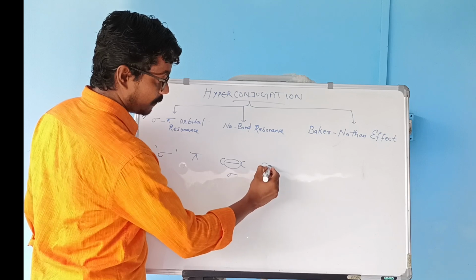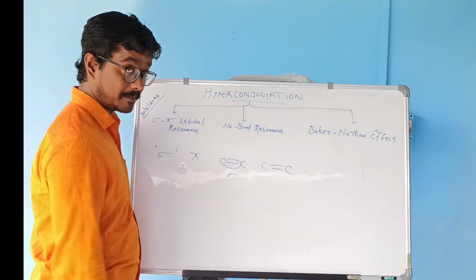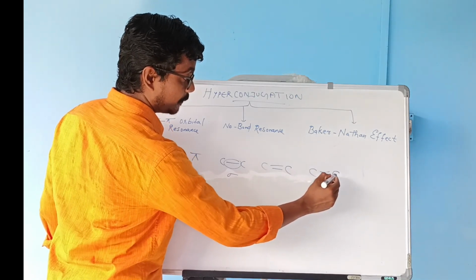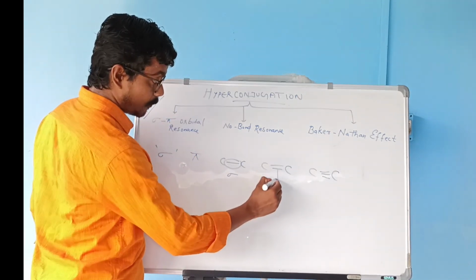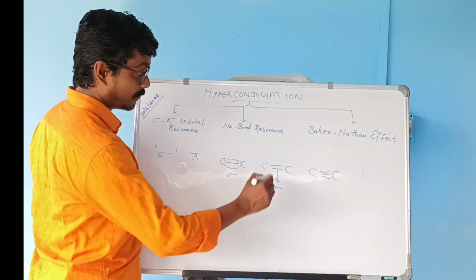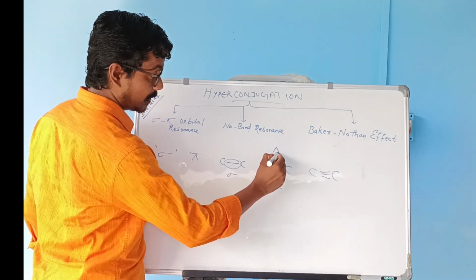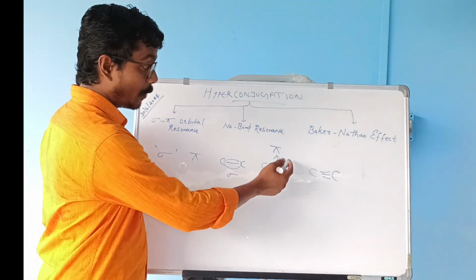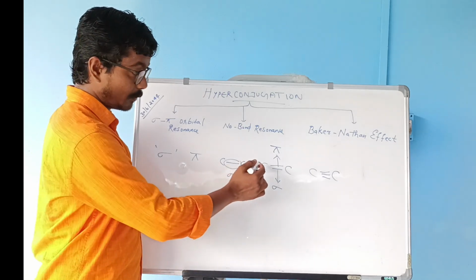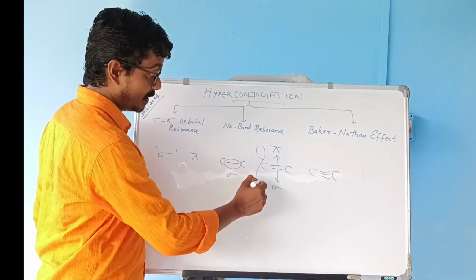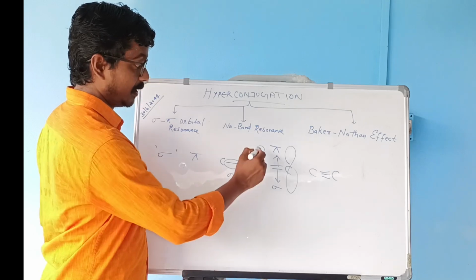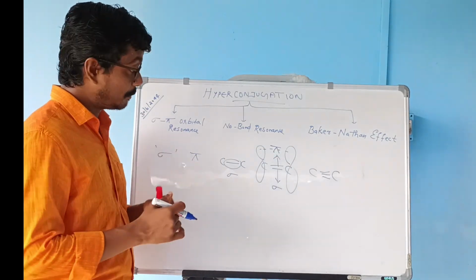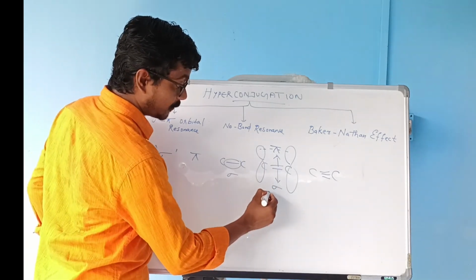Similarly, when we consider an unsaturated system, a double bond or a triple bond, here one is sigma and the other bond is called a pi bond. The pi bond is formed by the overlap of p orbitals of both the carbon atoms. P orbital means the dumbbell shape. This is the p orbital. The overlap of p orbitals forms the pi bond. This is the case of a double bond.